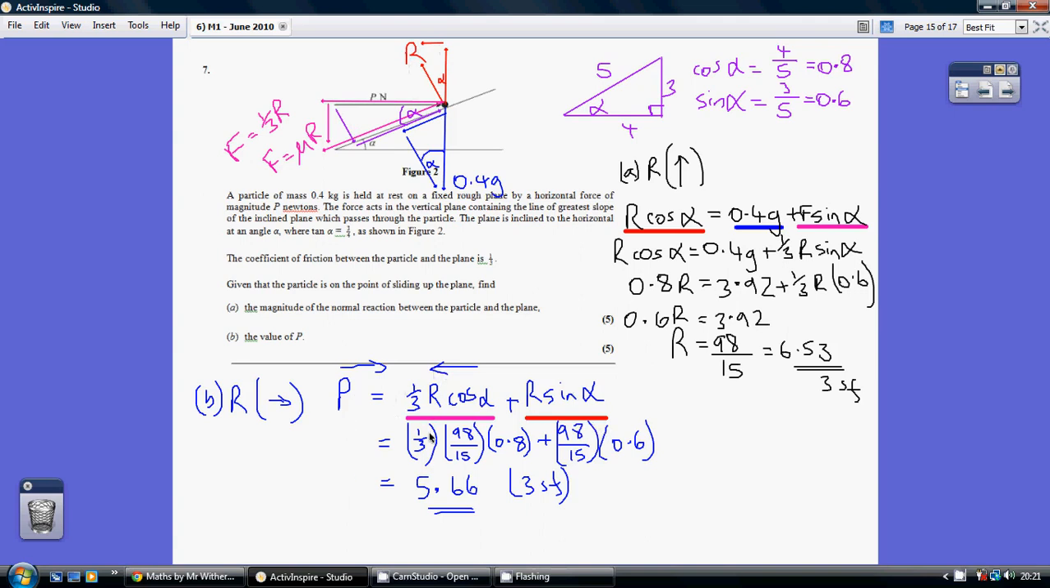So substituting in, we've worked out that R is 98/15. We know cos alpha is 0.8. Again, we know R is 98/15. We know sin alpha is 0.6. This allows us to work out that P is 5.66 to 3 sig figs.